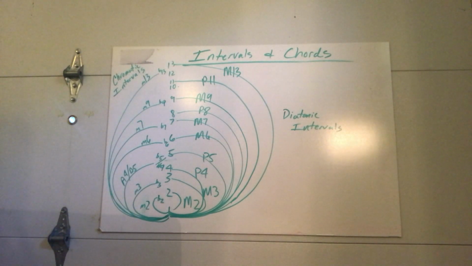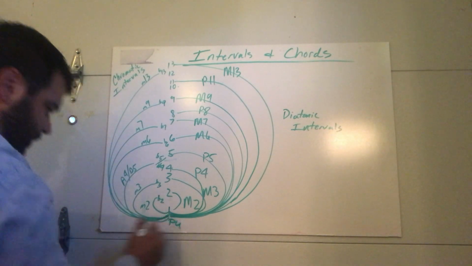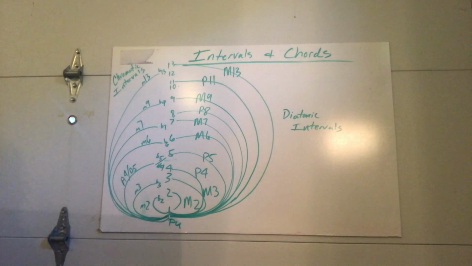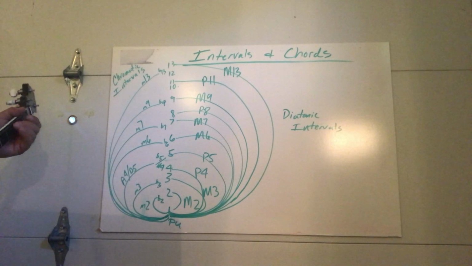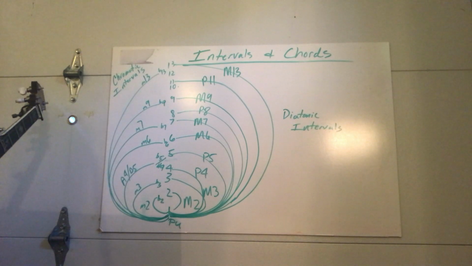So first of all, if we have a G note, I left out an interval here. It would be a perfect unison, P-U. If we have two G notes, that's a perfect unison. If we go up to the two, we have a major second. If we go up to the three, we have a major third.